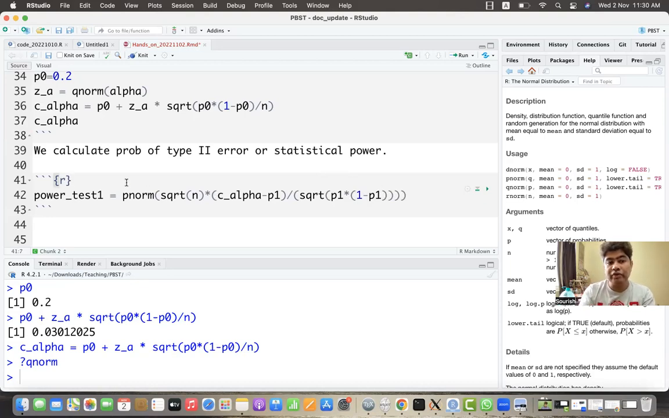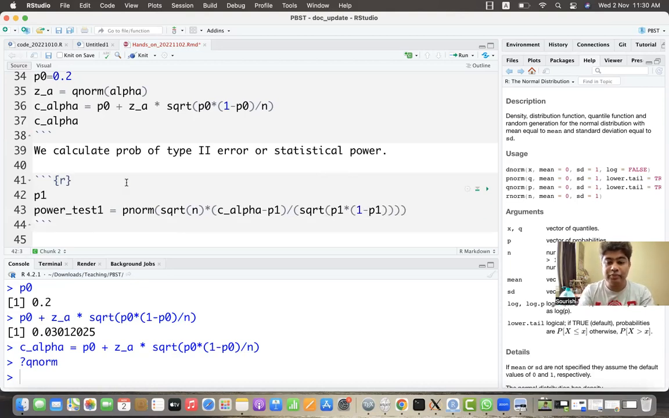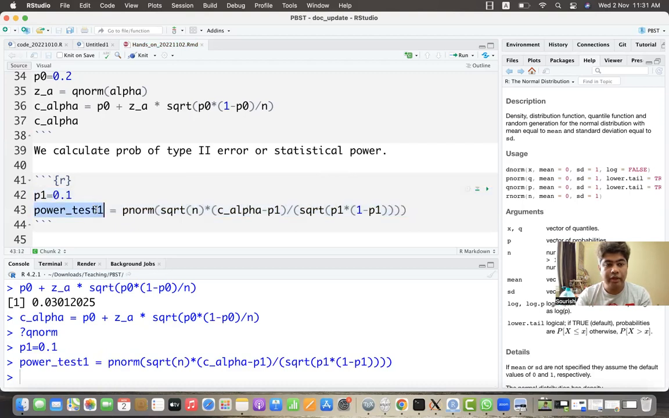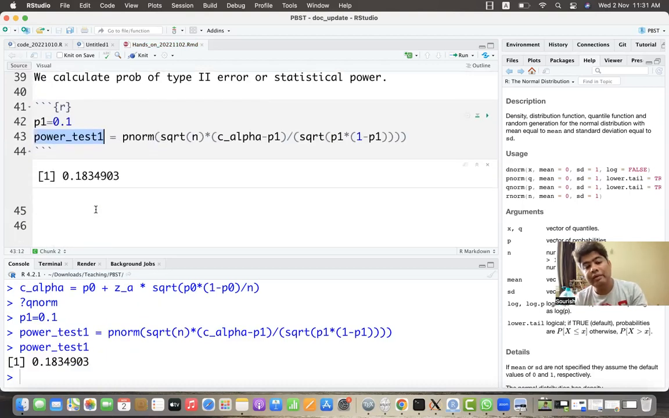Now I need to provide some value of P1. So suppose P1 is 0.1. So the null is 0.2. My power of the test is, in that case, 18%.